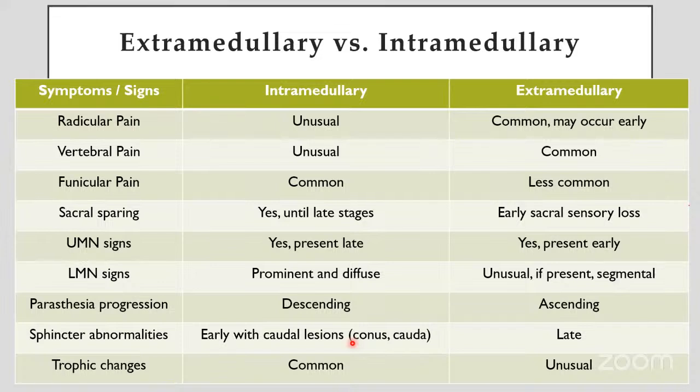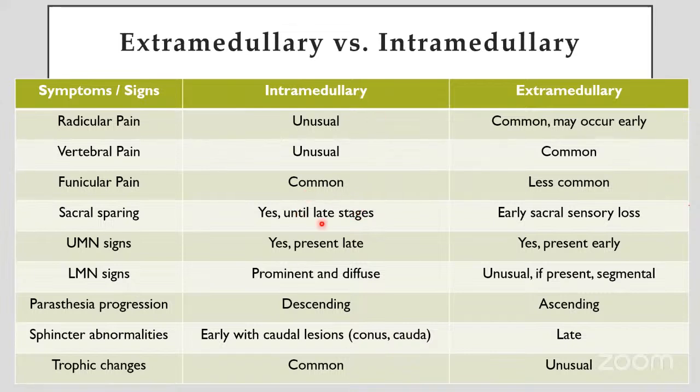These are the differences for extramedullary versus intramedullary. Radicular pain is unusual in intramedullary lesions, while it is very common and may occur early in extramedullary lesions because of involvement of the nerve root or the fibers from the nerve root. Vertebral pain is common in extramedullary syndromes. Funicular pain is common in intramedullary spinal cord syndromes.